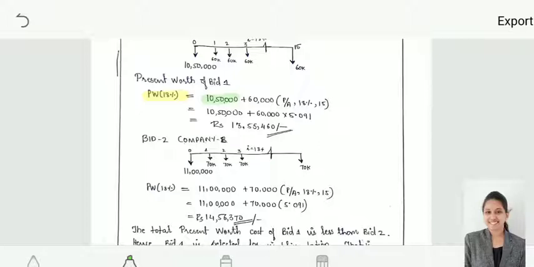Next, the annual operation and maintenance cost for company A is 60,000. Thus I have to consider 60,000. I am comparing present worth to annual equivalent because it is annual operation and maintenance, so I am considering P by A I comma N. So 10,50,000 plus whatever I can directly get from my compound interest table, I will be getting 13,55,460.